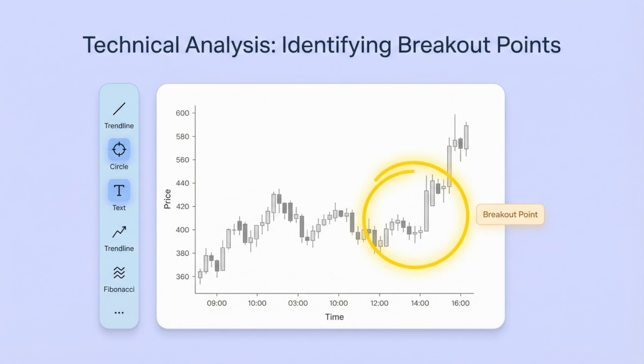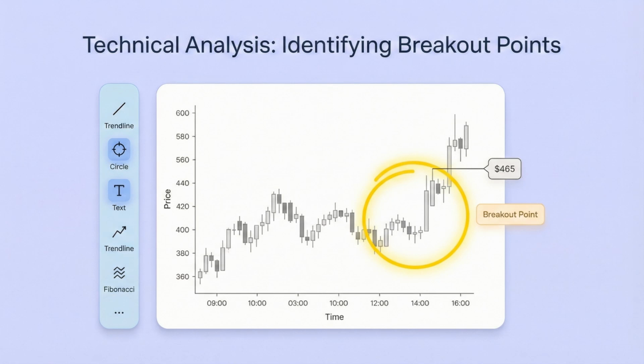Beyond structural lines, you will often need to annotate your charts for clarity. If you need to highlight a specific breakout or an unusual candlestick, the circle tool is perfect for drawing immediate attention to that area. Additionally, the text tool allows you to type out custom notes directly onto the canvas.